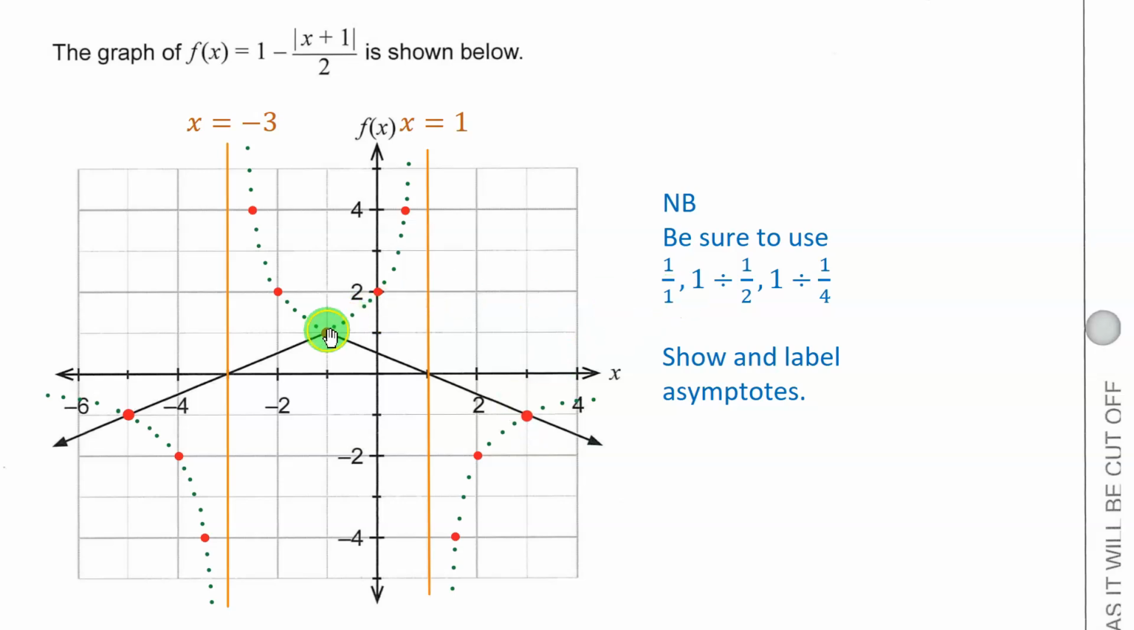Then also there's a couple of easy ones because this is a straight line. So this is a half. 1 over a half will be 2. And halfway between these two will be a quarter, and 1 over a quarter will be 4.